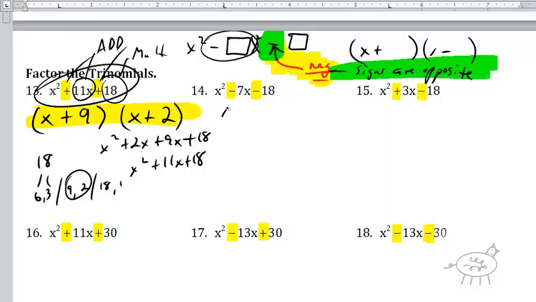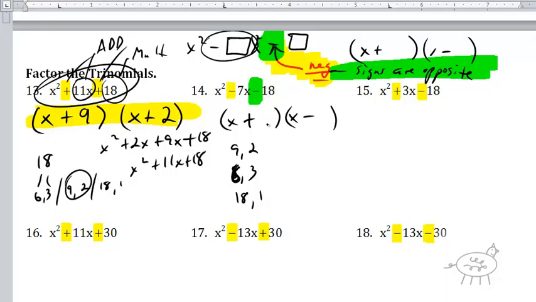Okay, the next one. Let's put our parentheses around here. Do you guys agree it's going to be a negative value, which means the signs have to be the opposite, so plus and minus. So put your x's there. Then you say, well, what multiplies to give you 18? It's 9 and 2, 6 and 3, and 18 and 1. Okay, those are your possibilities.